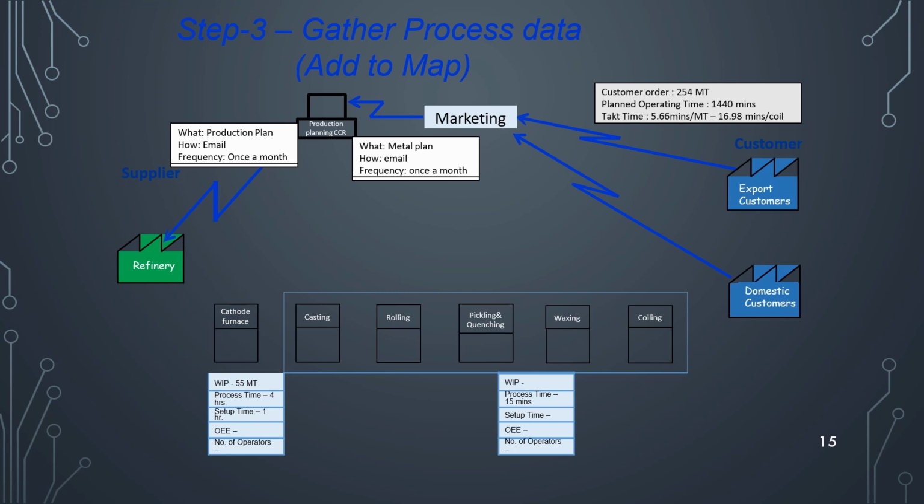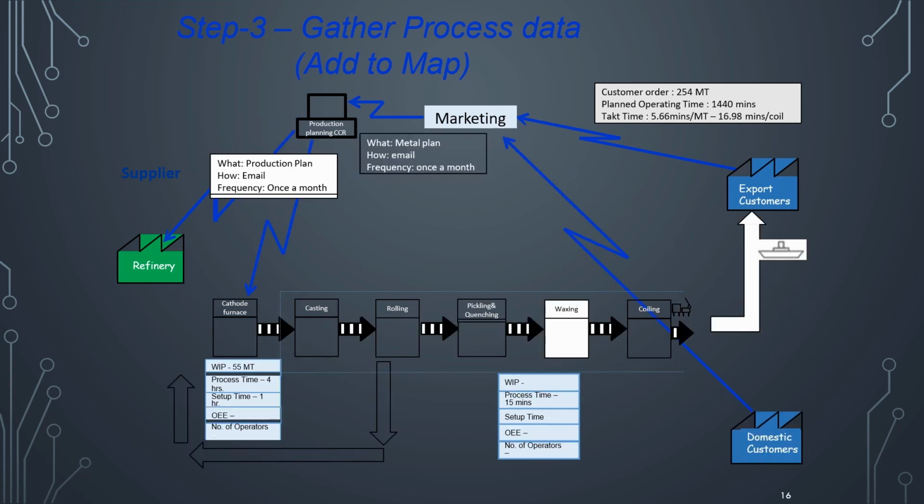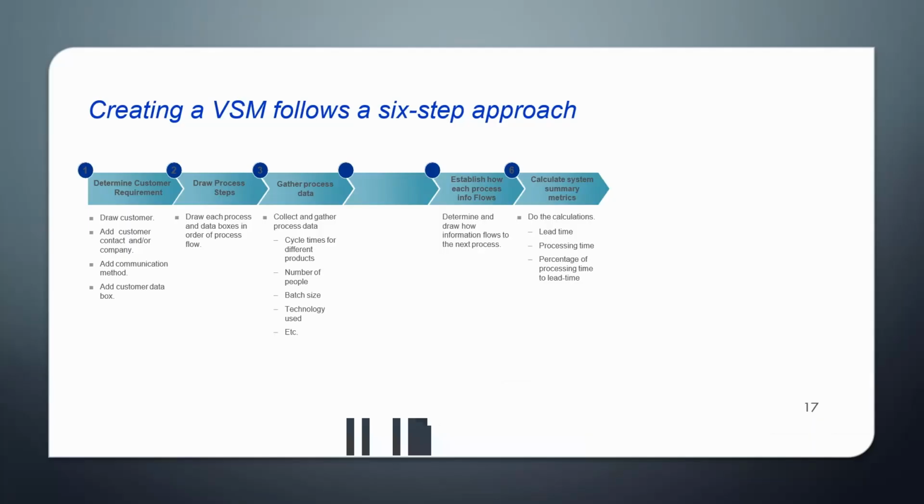and other processes respectively. We also created a visual representation of material flows, such as metal from the refinery arriving 20 times per shift at the cathode furnace, and finished goods being transported to the domestic customers and depot once in 2 days. The fourth step is to draw the type of inventory and identify inventory at each stage.